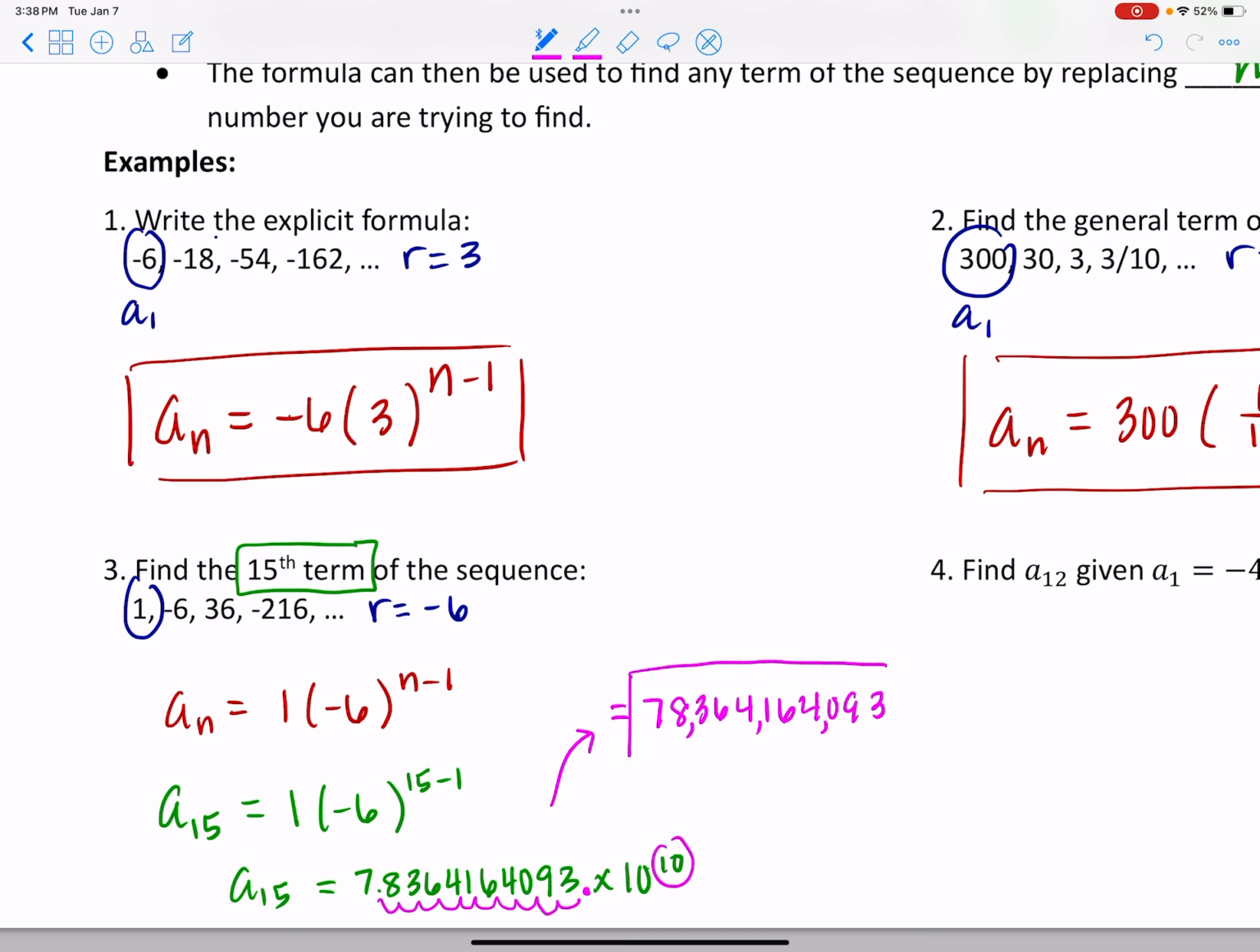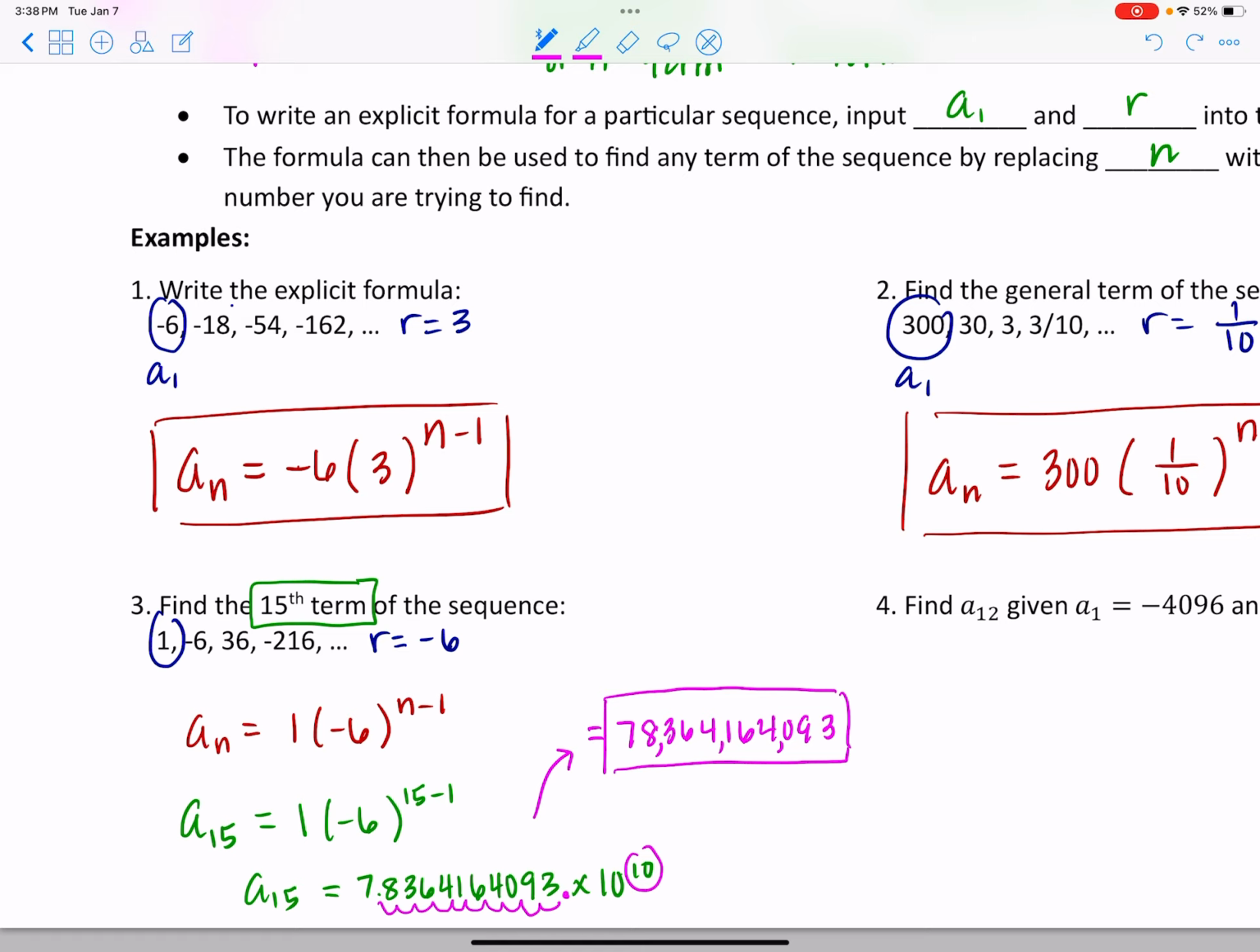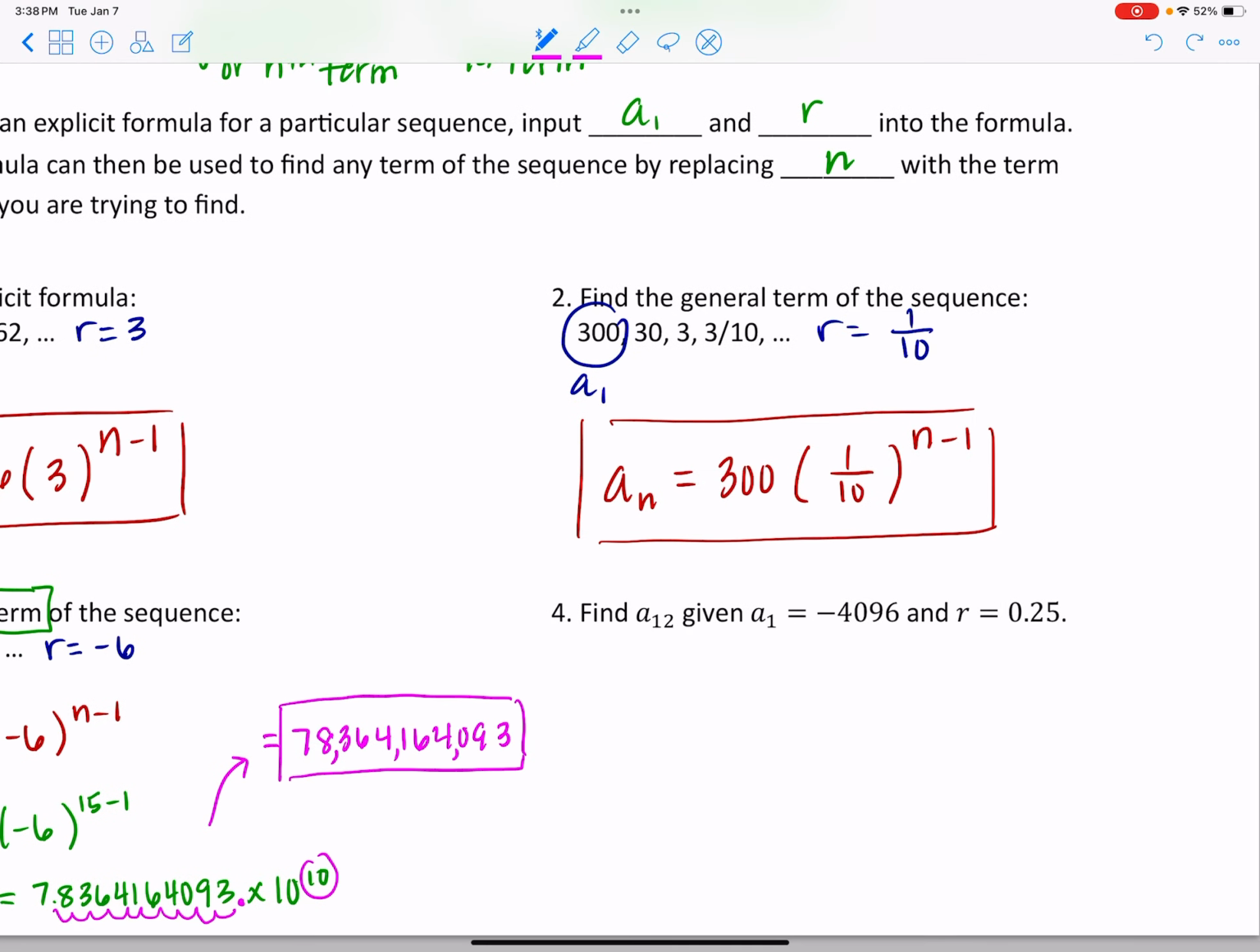Gigantic number. And hopefully it makes sense that that number is so unreasonably large because we have this list that we're continuing to multiply by 6 to get from one number to the next. We do that 15 times, the number starts to grow really fast. That's what we call exponential growth, if you remember anything from your algebra days. Okay? All right, let's look at one more.